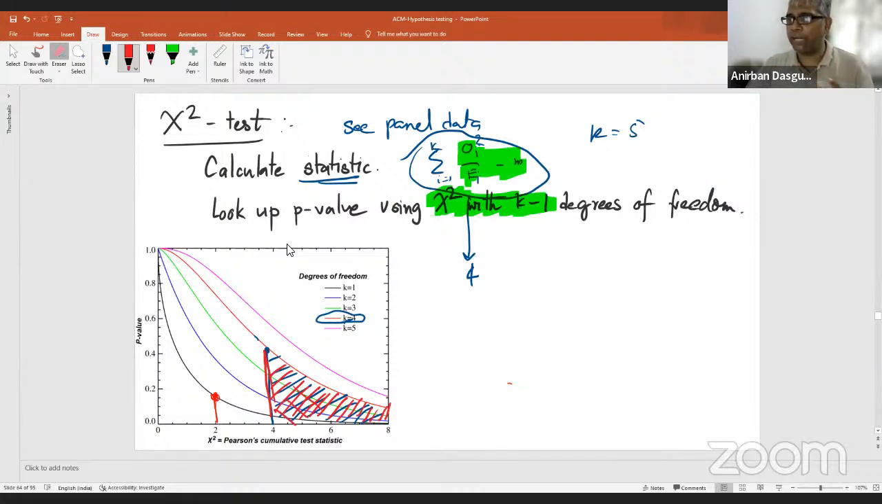Why are we looking to the right side? Because it's not about the value 4 exactly. It's about asking what is the chance that the test statistic takes the value that I've observed in this data or a worse value than this. So that's why I look at the right side. And this area is the p-value of the test. If this area is less than 0.25, let's say, we reject. If this area is bigger than 0.25, we say we cannot reject.